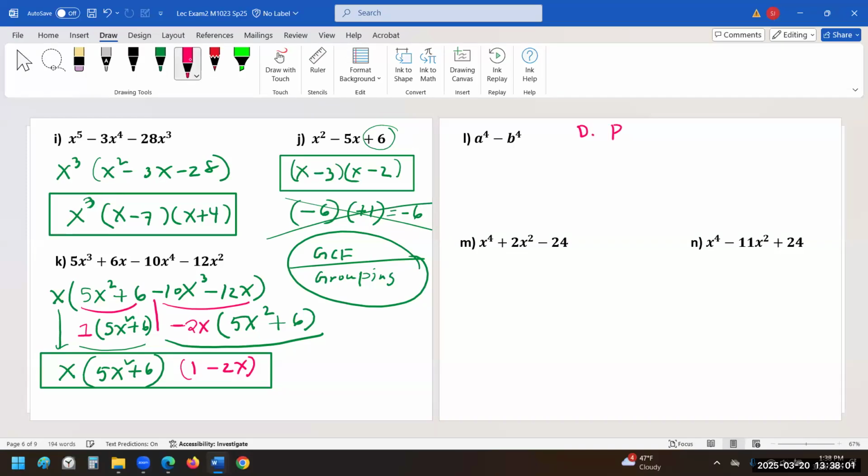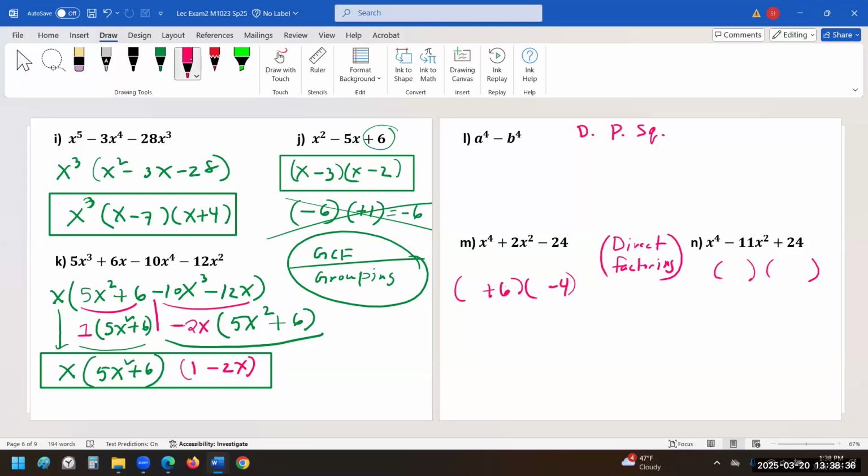So difference of perfect squares, if you have 2 terms, and direct factoring if you have 3 terms. Direct factoring means it factors directly. So let's see the bottom first. Two numbers multiplied to 24 and combined to 2. What are they? 6 and what? So positive 6, negative 4.